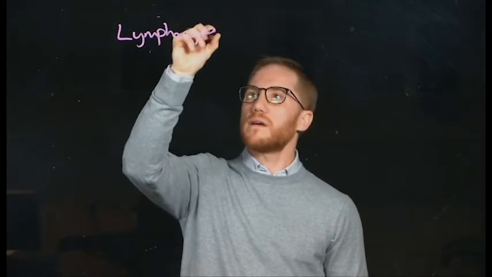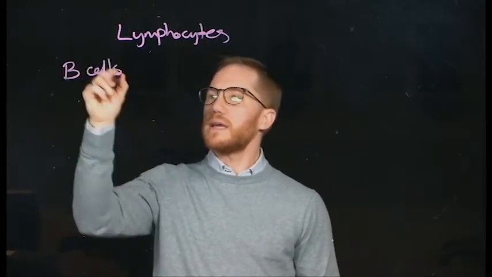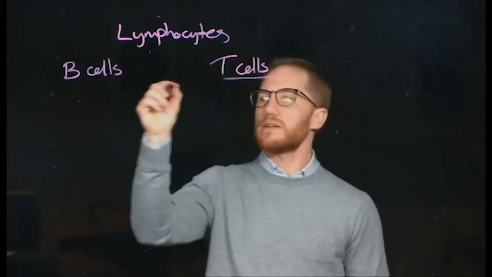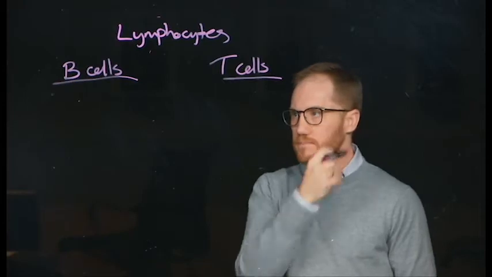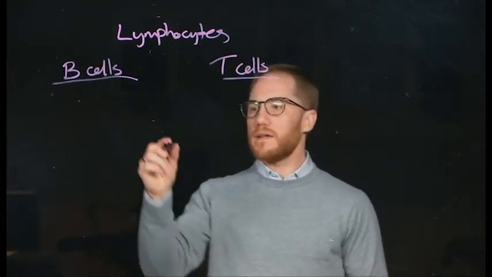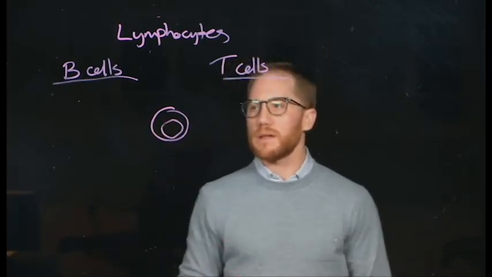Okay, so we have two major subsets of lymphocytes. We have our B cells and our T cells. And I think the best way to do this is to compare them both. So they look very similar. Basically a round cell with a round nucleus and a little bit of cytoplasm.